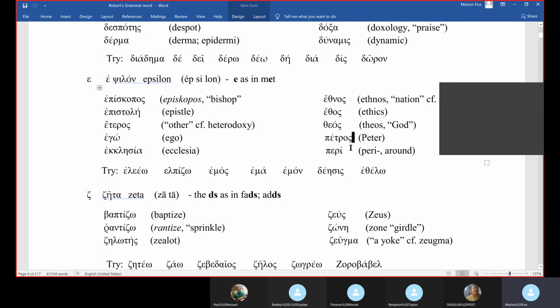Okay, Petros, and that's one of the words for a rock. And Petra is another word. This is a masculine rock, and Petra is a feminine rock. Petros, and notice your epsilon, Peter. Peri, notice two syllables, peri. Each vowel gets a syllable, peri, and our word perimeter comes from it.